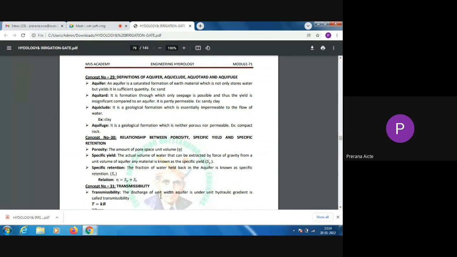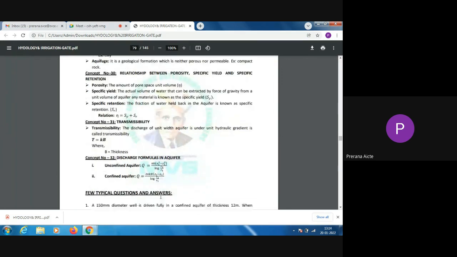An aquiclude means a geological formation which is essentially impermeable to the flow of water, for example, clay. An aquifuge is a geological formation neither porous nor permeable, for example, sheet rock. So porosity of the specific yield and specific retention: n equals Sy plus Sr. Coefficient of permeability equals K into B, right?